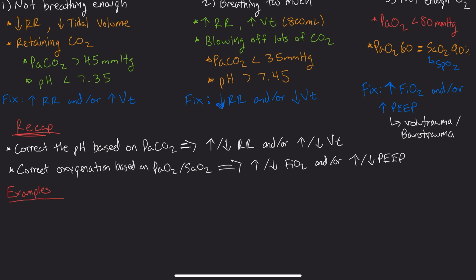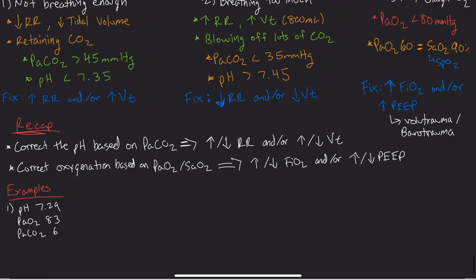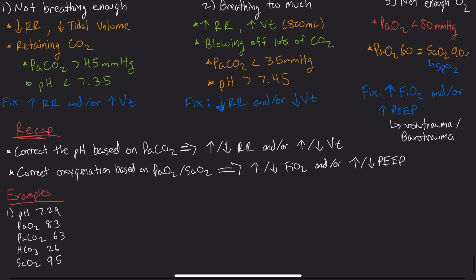Okay, first example, let's say you send off an ABG and you get a pH of 7.29. You get a PaO2 of, we'll go 83. You get a PaCO2 of 63. You get a bicarb of 26. And you get an oxygen saturation of 95. Okay, so we're just going through this example here.